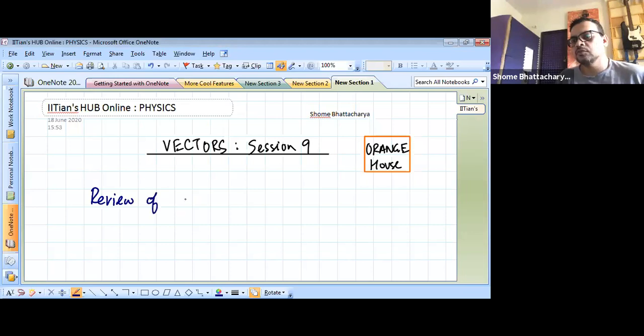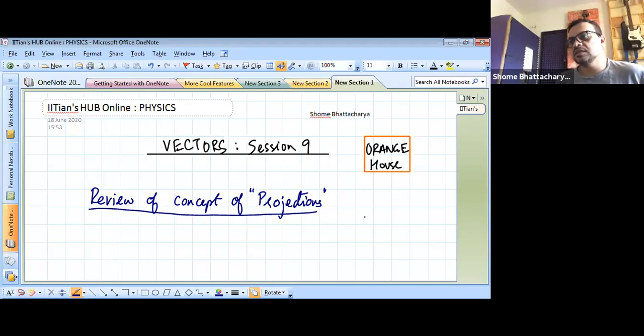of the concept of projections that we saw as an application of dot product last time. So we saw that this is an application of scalar product.